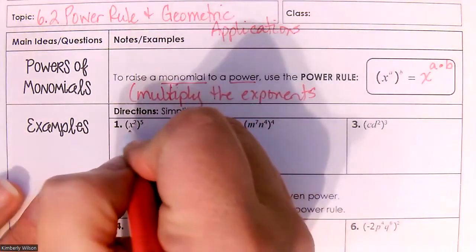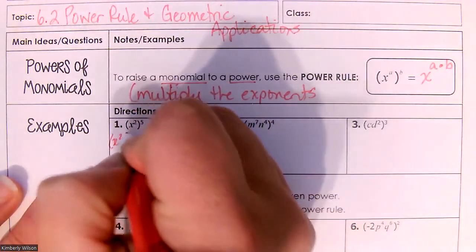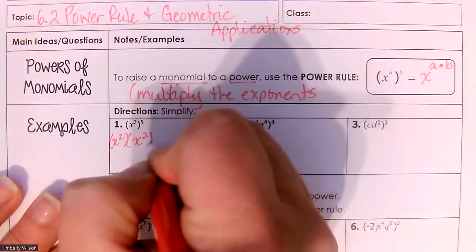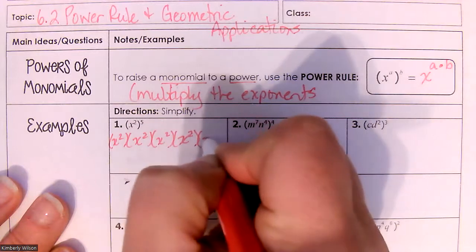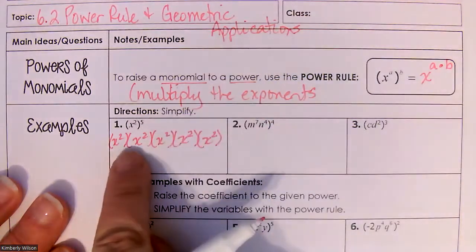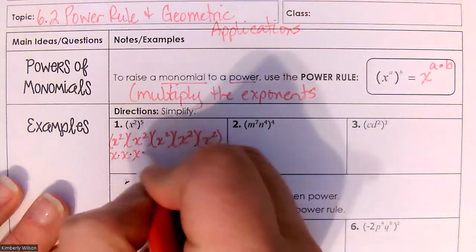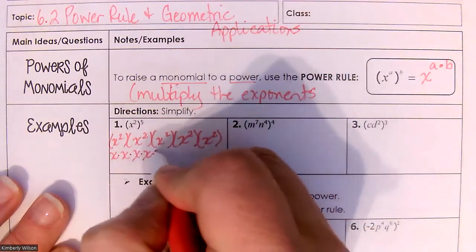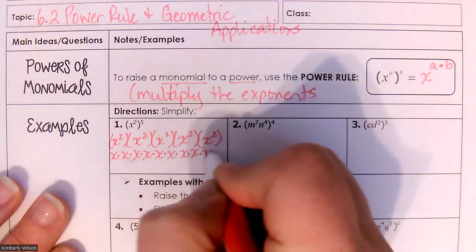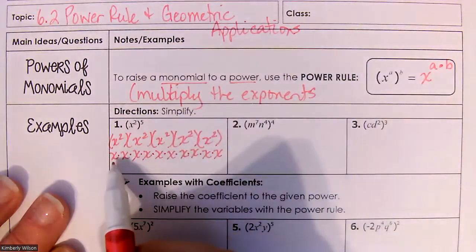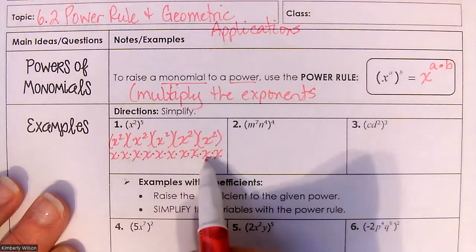Okay, so I have x squared to the fifth. That means I've got x squared times x squared times x squared times x squared times x squared. That's 5 of them, correct. So that means I've got x times x times x times x times x times x times x times x times x times x, 1, 2, that one, 1, 2, that one, and so on.